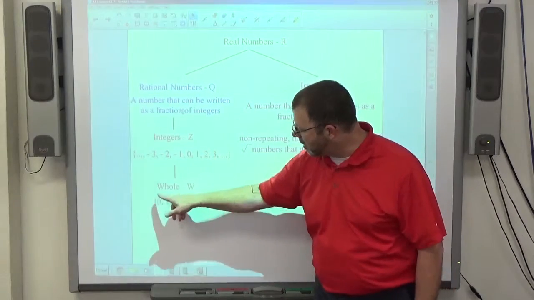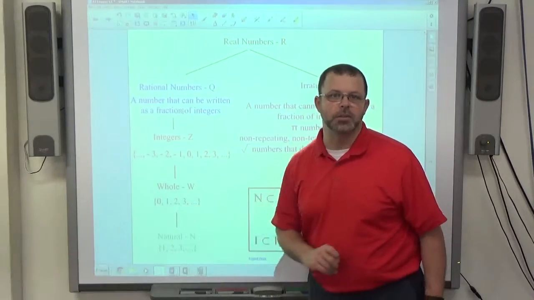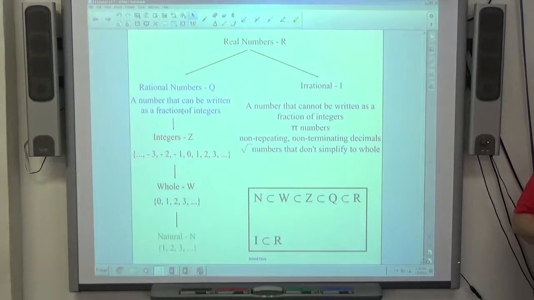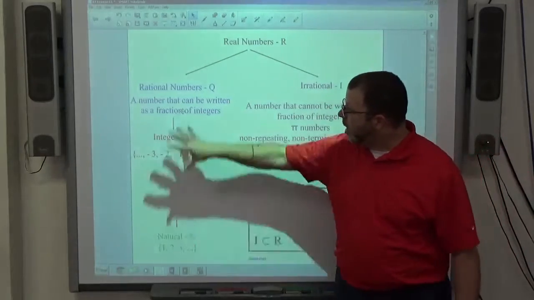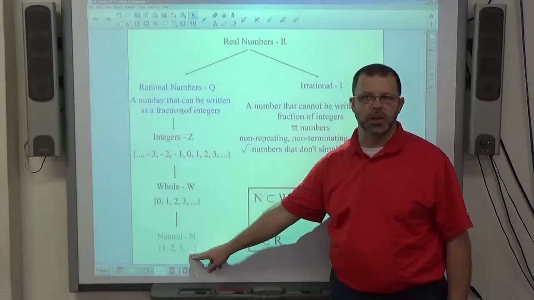Then you have the whole numbers. That's every non-fraction that's only 0 or positive. And natural numbers, that's only the positive ones. So each time there's a little bit more restriction as far as what something is. Looking at the sets here, on this side, this is the smallest set. It has the fewest numbers in it.